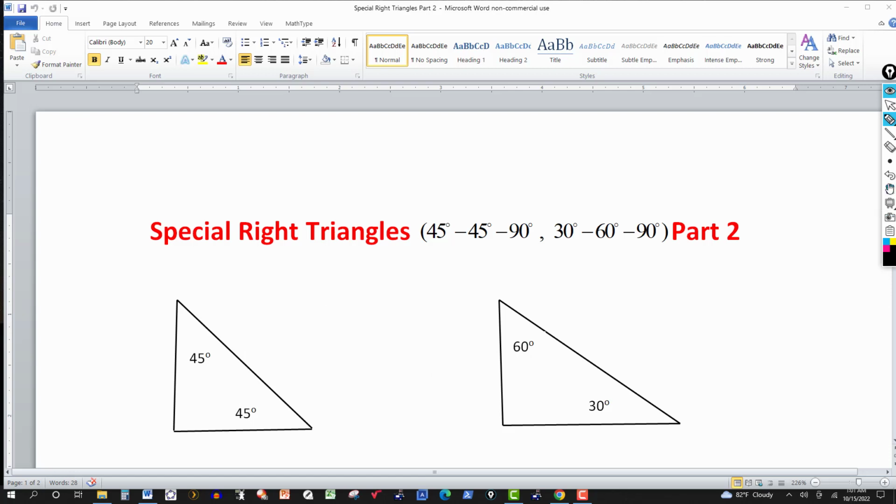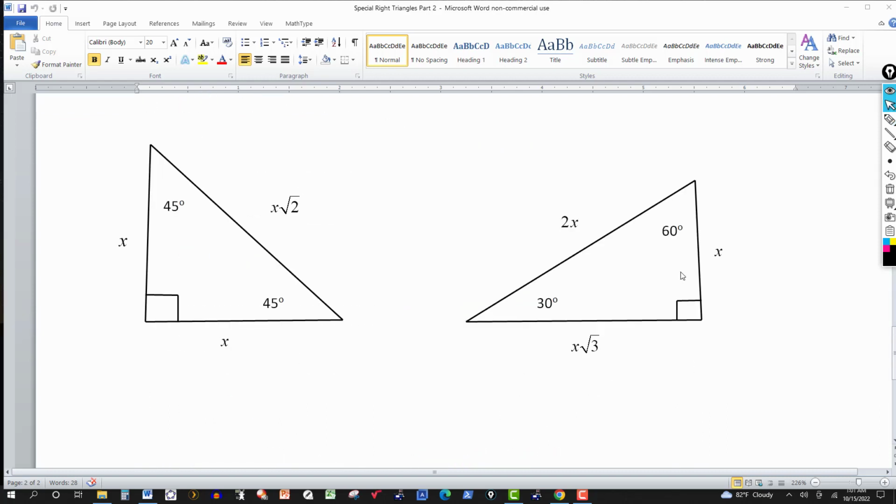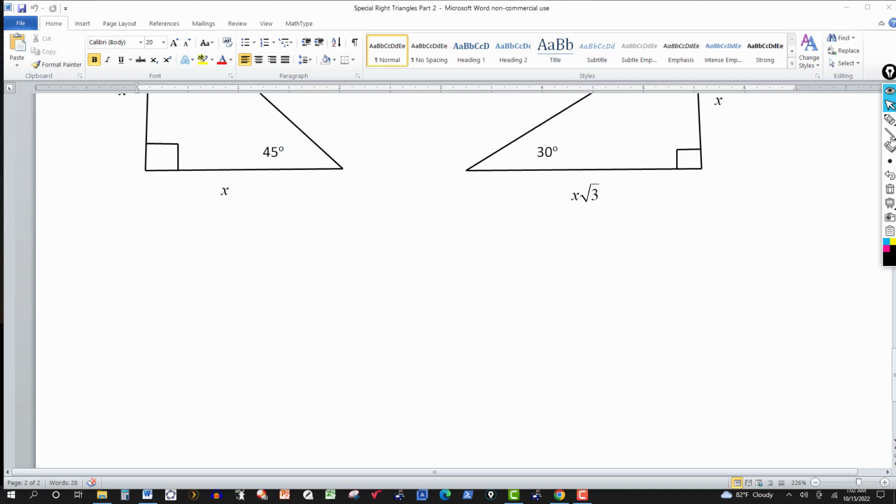Now with the other one, the 60-30, I could put the symbol here to tell you that's 90 degrees, but if this is 60 and this is 30, the third angle has to be 90 degrees. Of the two models, these are the ones you have to really know, either memorize them or learn how to derive them. In the last video, I derived the one for the 45-45. Now let me show you the 30-60.